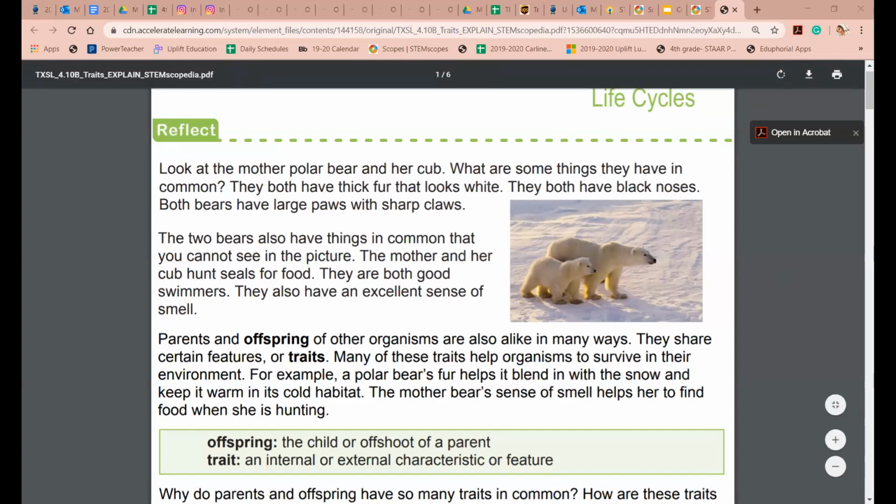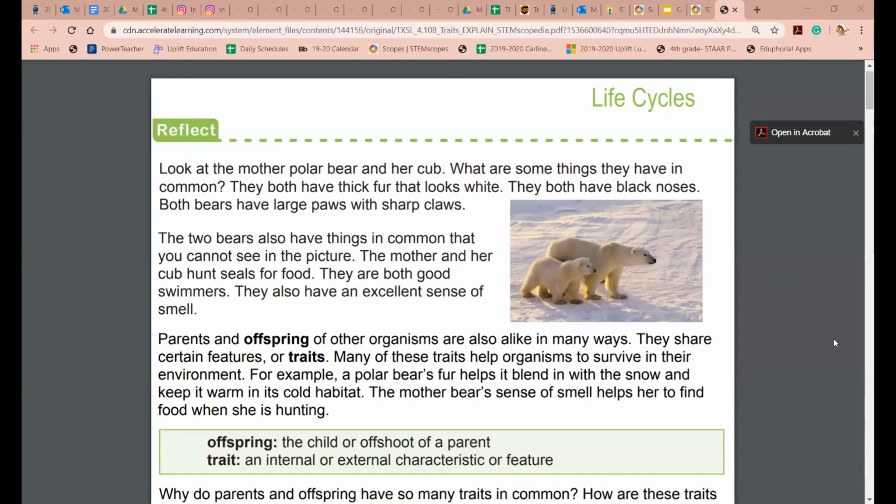Okay, sorry. Fur that looks white. They both have black noses, and both bears have large paws with sharp claws. The two bears also have things in common that you can't see in the picture. The mother and her cub hunt seals for food. They're both good swimmers, and they also have an excellent sense of smell.